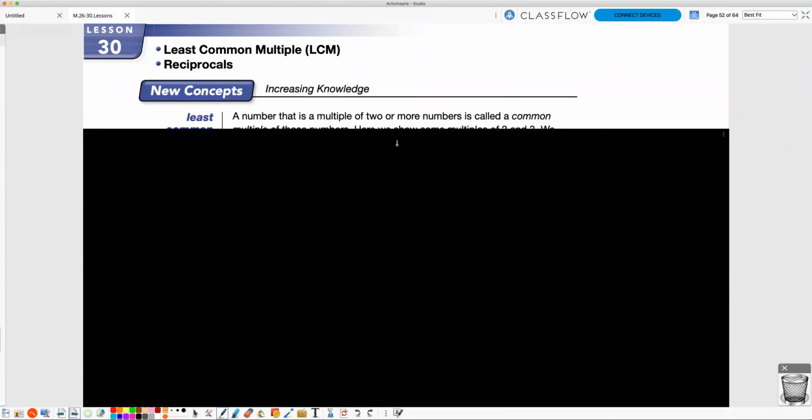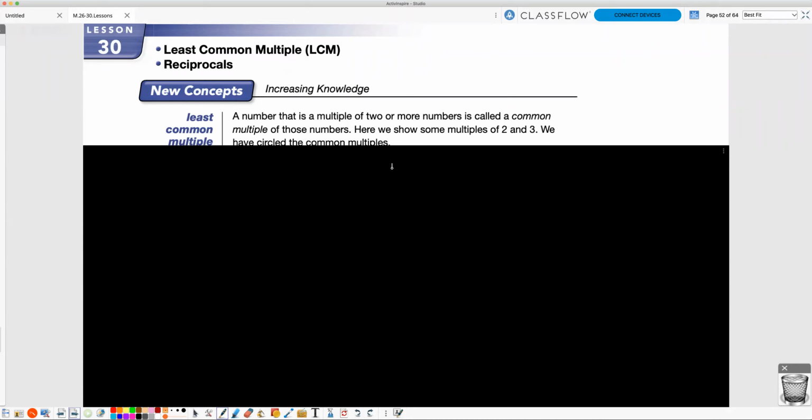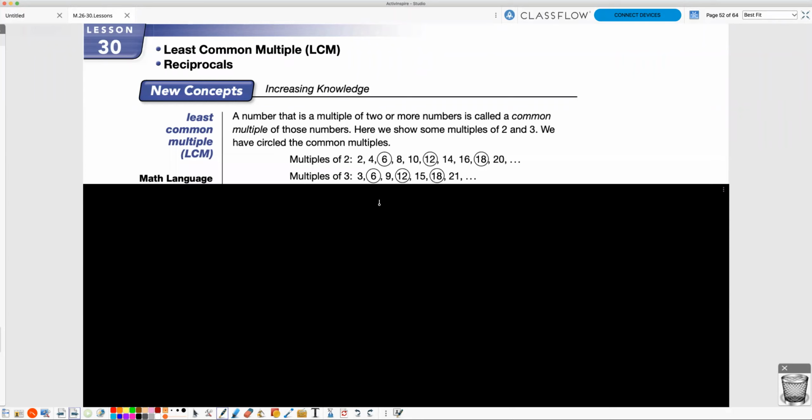It's a new concept. A number that is a multiple of two or more numbers is called a common multiple of those numbers. Here we show some multiples of 2 and 3 and have circled the common multiples. So here you have multiples 2, 4, 6, 8, 10, 12, 14, 16, 18, 20. You see it goes on to infinity. Multiples of 3: 3, 6, 9, 12, 15, 18, 21, on to infinity.